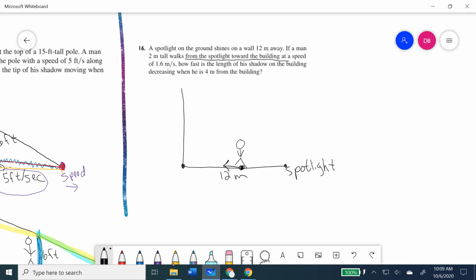And we have a speed. The speed of the human is 1.6 meters per second. And then we've got the spotlight shining onto the wall. Now, wording. The wording says, how fast is the length of the shadow on the building decreasing? It is asking, what is the rate of change of this entire length of shadow?